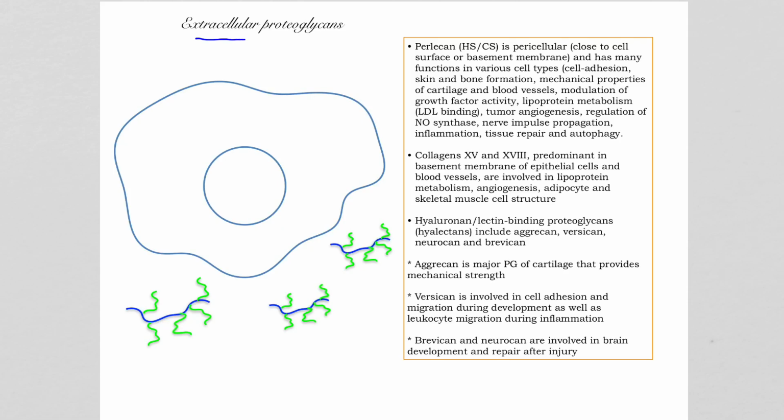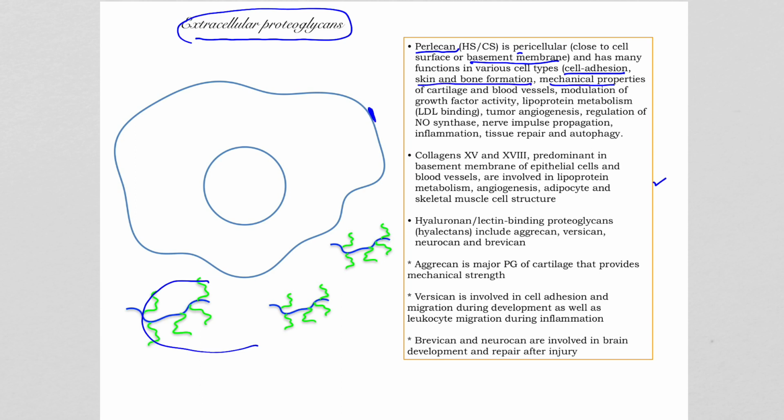Then we have the extracellular proteoglycans, the proteoglycans that are found outside the cells. And here are some examples of this. Perlecan is found very, very close to the cell, and also sometimes in the basement membrane of many cells. It has many different functions, and we can understand why because of the biology and the chemistry. Cell adhesion, skin and bone formation, mechanical properties of cartilage and blood vessels.